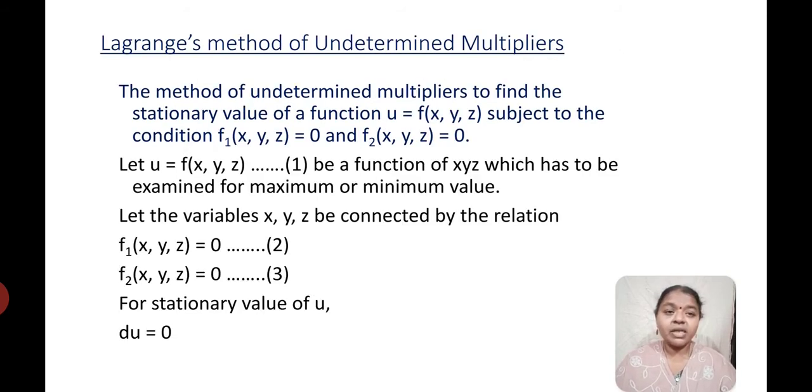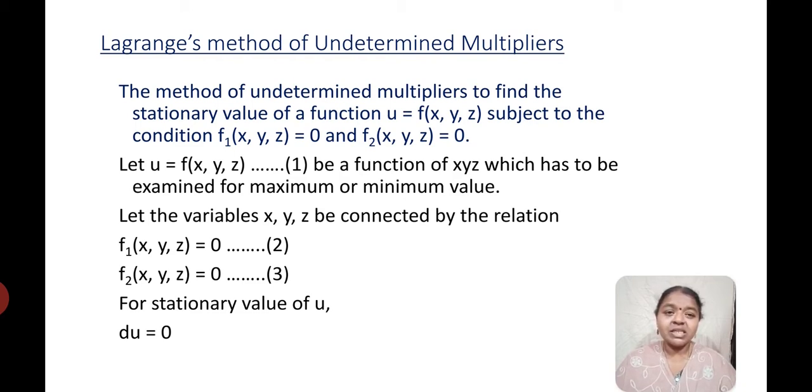The method of undetermined multipliers to find stationary value of a function u is equal to f of x comma y comma z subject to the condition. So here we have two conditions, which are f1 of x comma y comma z is equal to 0 and f2 of x comma y comma z is equal to 0. We would follow the same procedure as the previous one, but there we had one equation, we used one parameter. Here we have two equations, so we would be using two parameters.